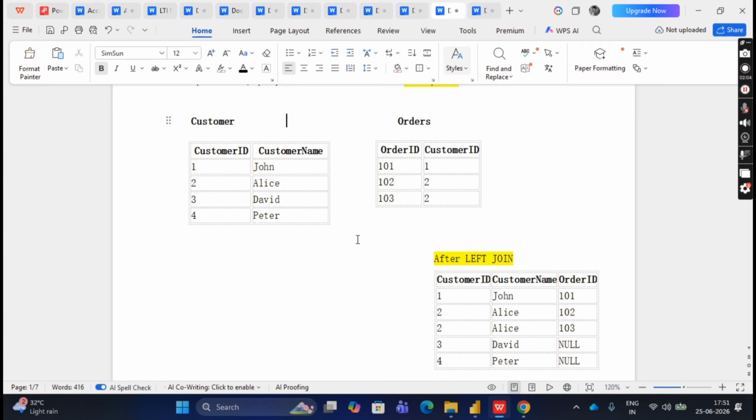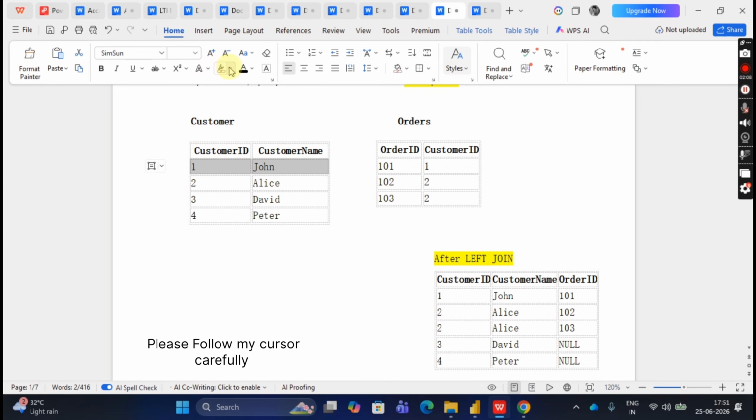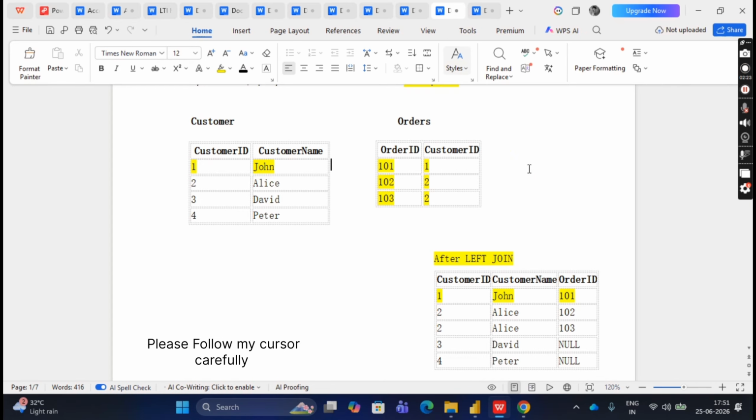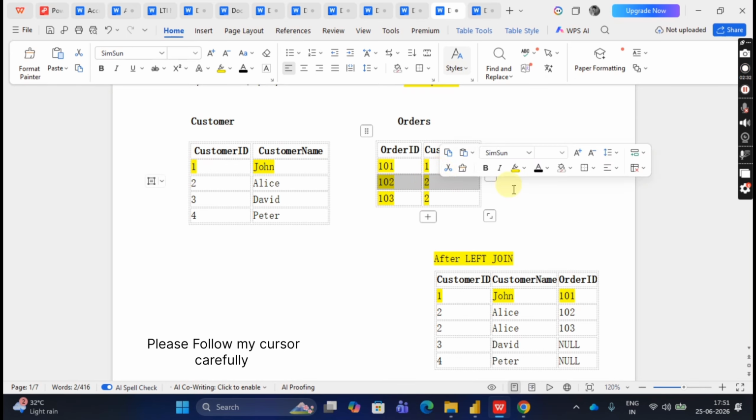The first row of customer ID will be matched with all the rows of the customer ID of the orders table. So 1 is matching with 1, and in the resultant table, 1, John and 101 will be there. This is the resultant table of the join of the customer and orders tables. Does 1 match with the second row? No, because the value of customer ID is not matching, so the join is not there.